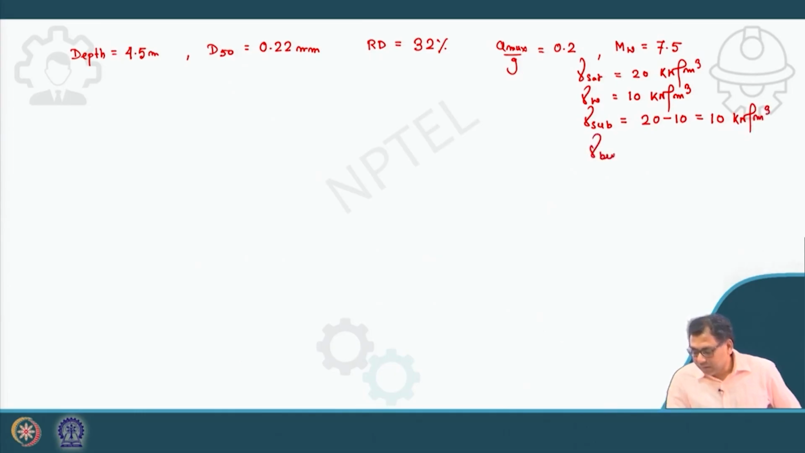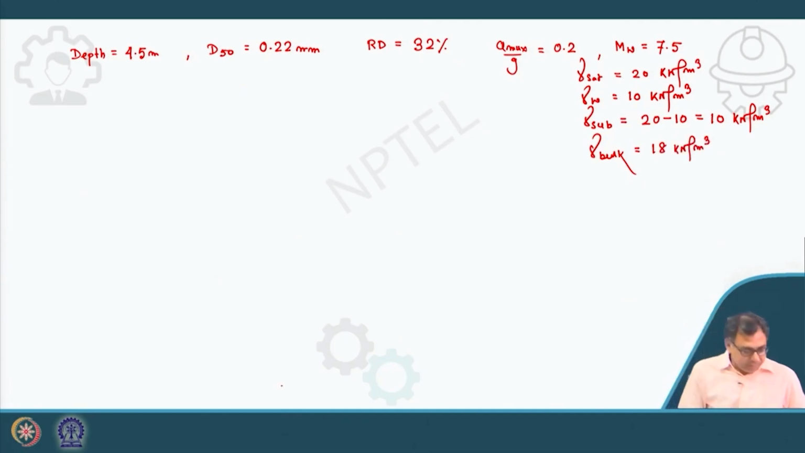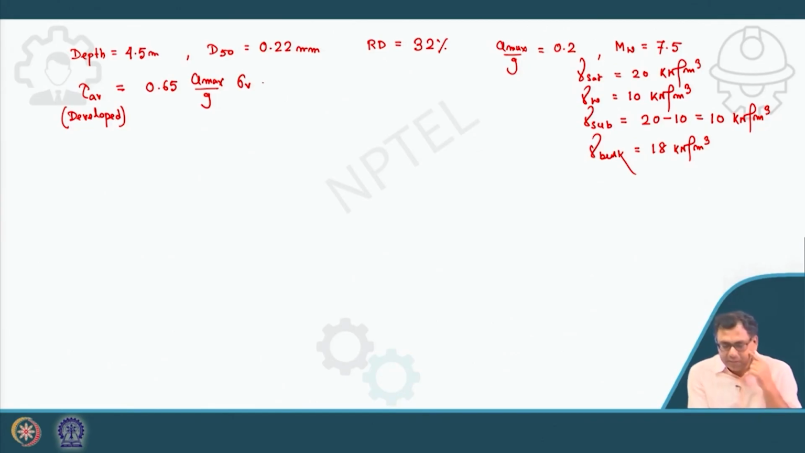Gamma bulk, that means the unit weight of the soil above the water table, is 18 kilonewton per meter cube. Okay, so first I will calculate the tau average, that is the shear stress developed during an earthquake. What is the expression? That is 0.65 into Amax by G into sigma V into RD.